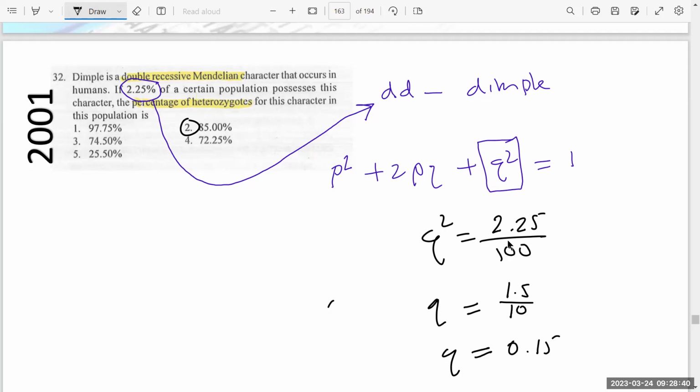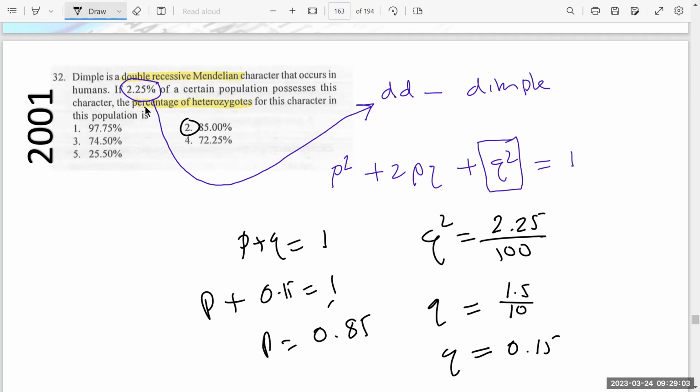Then we can find p. p plus q equals 1. Then q is 0.15, so p is 0.85, right? Yes. Okay.